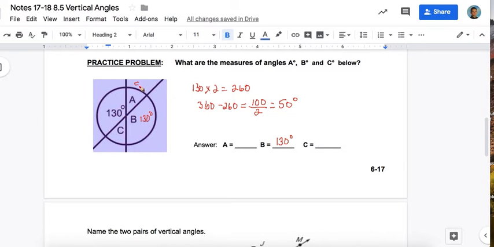So I know that A is 50 degrees. And I know that C is 50 degrees. So I can go ahead and fill that in down here as well. So 50 degrees and 50 degrees.